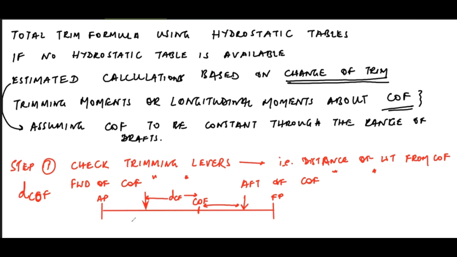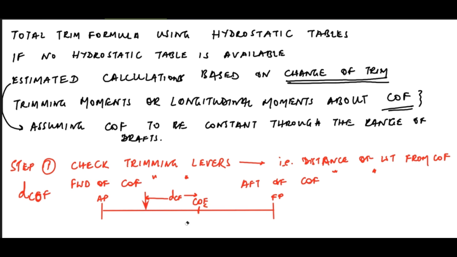Now, this is an algebraic moment. You understand what is algebraic moment? Algebraic moment means, is the moment going to rotate the ship clockwise or anti-clockwise? Because end of the day, the ship is going to rotate. Center of flotation being the pivot point, the ship will rotate in the clockwise, depending on which side you want to put the forward.